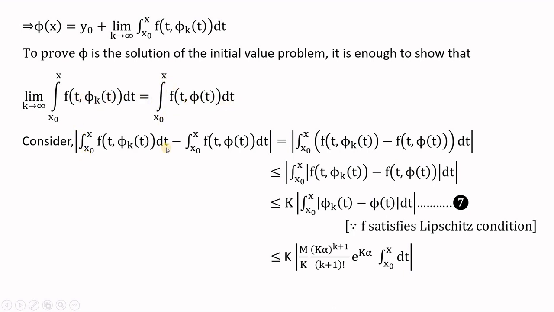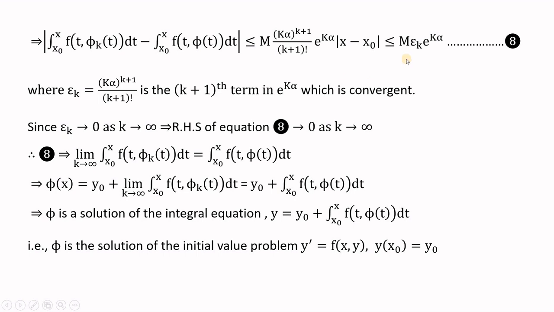To prove that, we are going to consider the modulus of the difference of these two. Again, modulus of integral will be less than or equal to integral of modulus, and this value will be less than or equal to k times, since f satisfies the Lipschitz condition. So we will end like this. This value we have already found out earlier. So applying that limit, we are taking the remaining terms as epsilon k, where this epsilon k is nothing but the k plus 1 term of e power k alpha, which is convergent. So epsilon k tends to 0 as k tends to infinity. Therefore this side tends to 0 as k tends to infinity. Therefore this is equal to this.